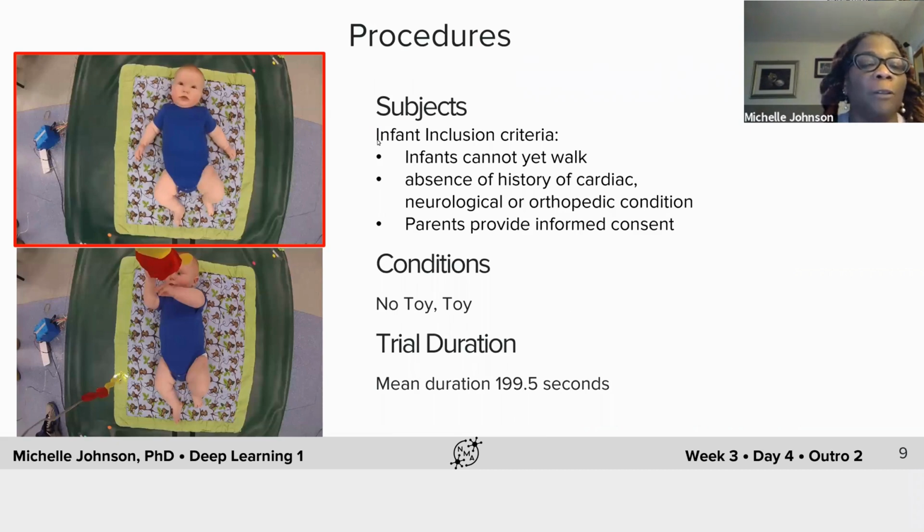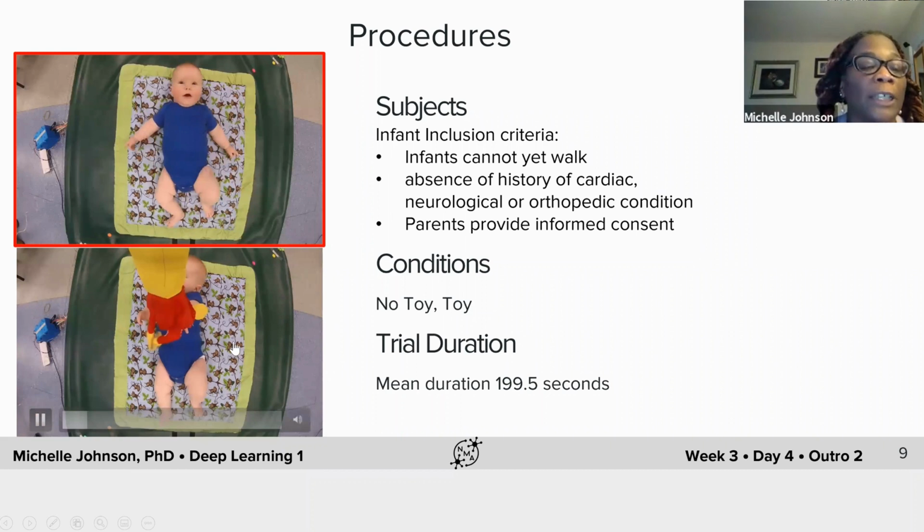Here's an example of a video that was collected from the clinical data set with the baby in the no toy condition. And we were able to then capture the baby's movement. Here's an example of the video collected with the toy condition. And as you can see in the toy condition, there is a little bit more obstruction that we need to deal with because of the toy.